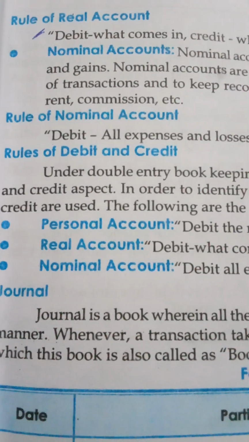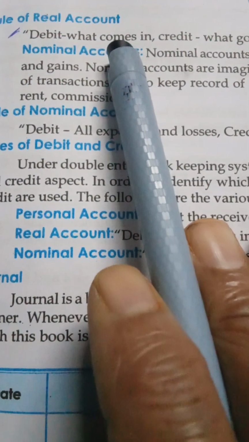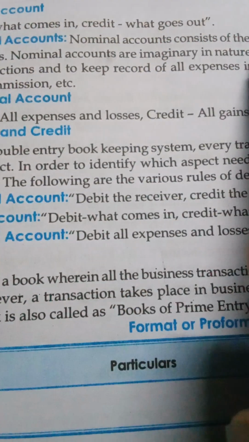We are studying the rule of real accounts, under Chapter 2, Recording Business Transactions. Rule of real accounts: debit what comes in, credit what goes out.